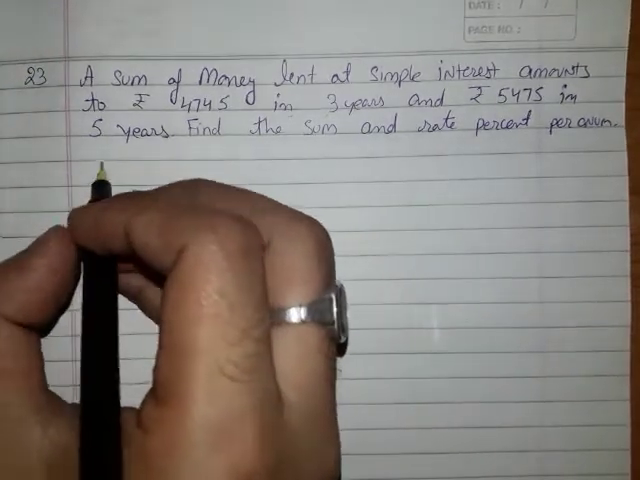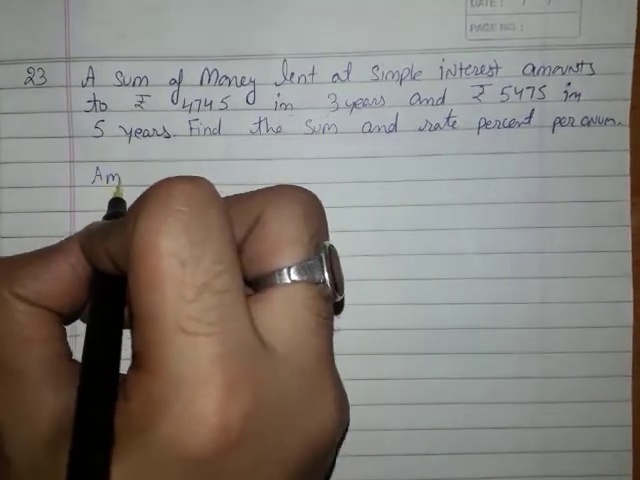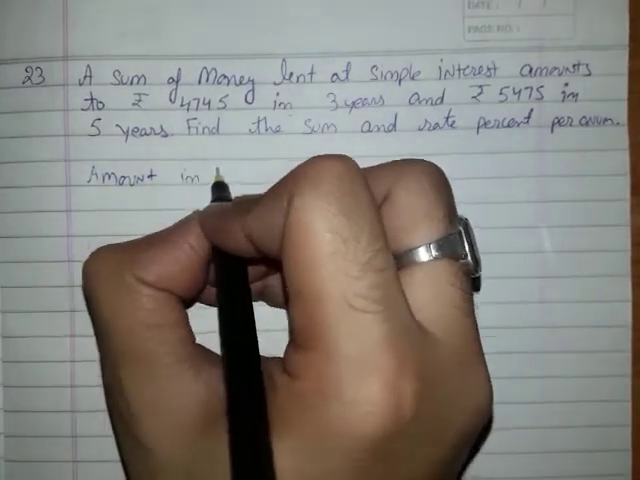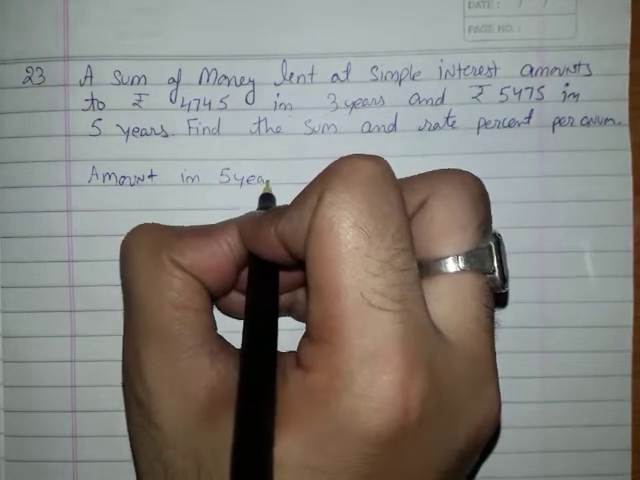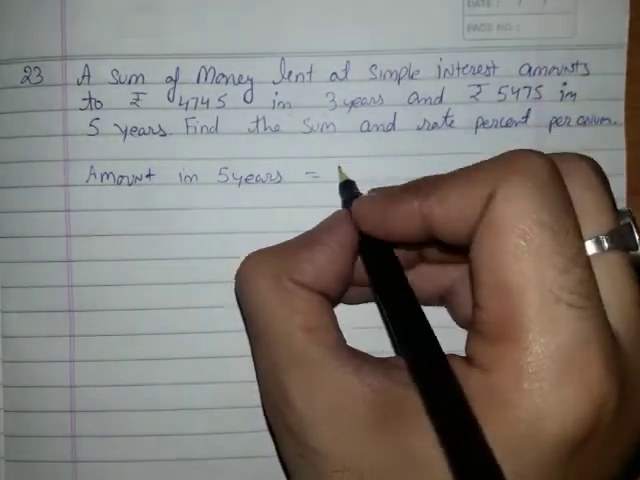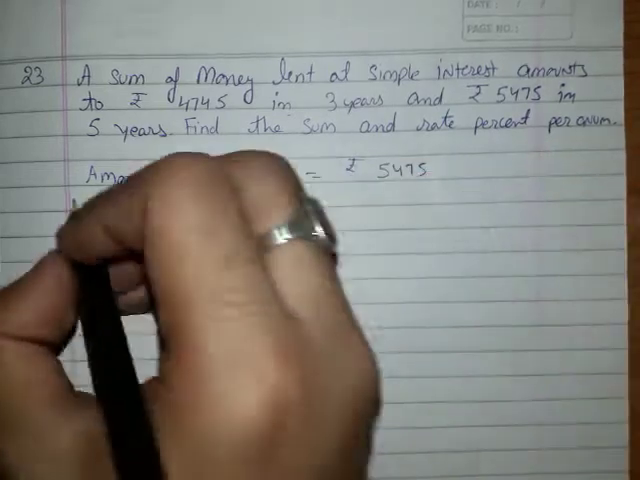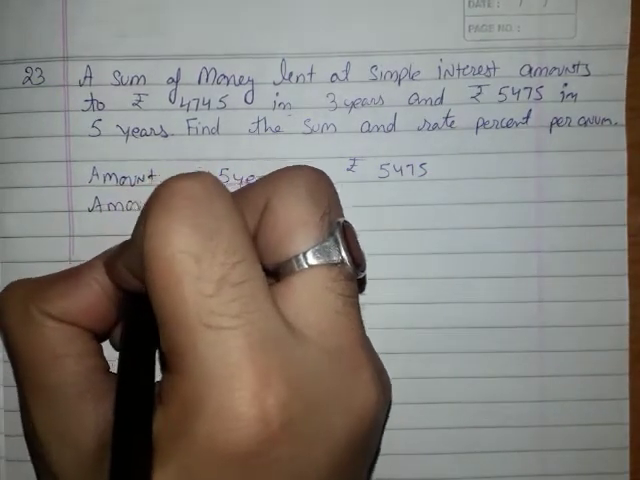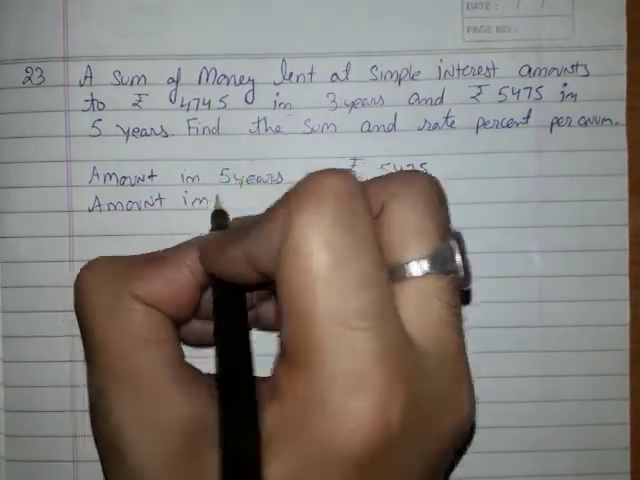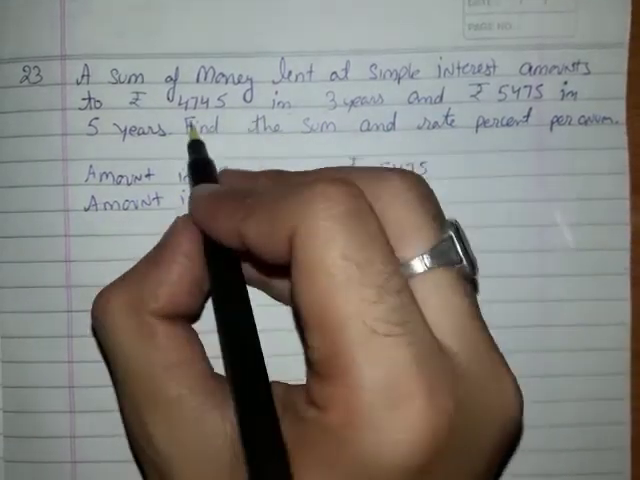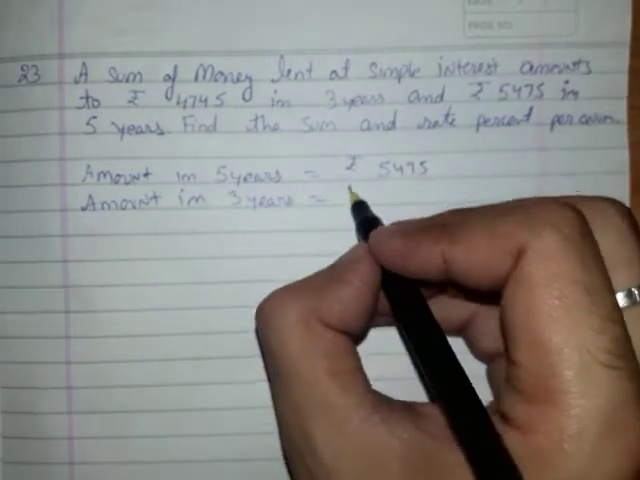So first of all we can write, amount in 5 years is rupees 5,475. Amount in 3 years is equal to rupees 4,745.